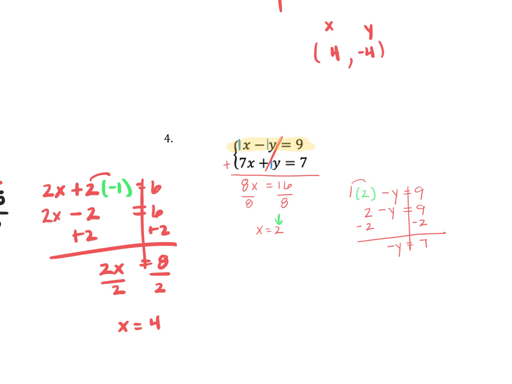Okay, so you can't have a negative y. And it's not by itself because really it's a -1 in front of that y. And you can't have a -1. So to get rid of a -1, we're going to divide by a -1. So I'm going to divide both of those by a -1. And now I get y equals -7. So my point should be 2, -7.